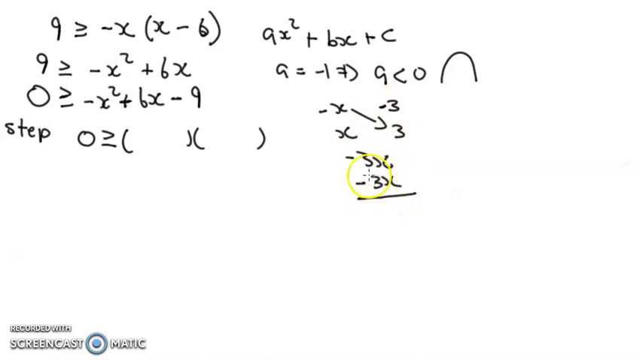When I add them together, they have to give me +6. So one of them has to be positive. Let's see. So if, for example, I put a negative here, this is going to be positive. And if I put a positive here, x times 3 is going to be a positive 3x.